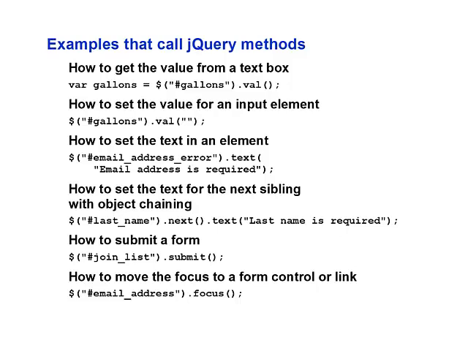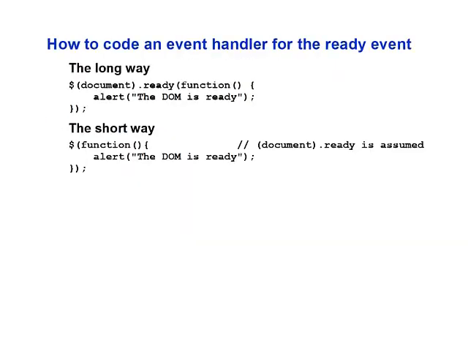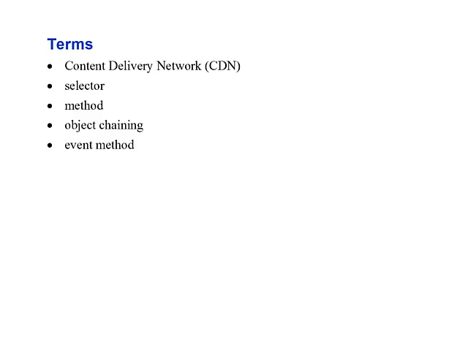And you have certain event methods that can be used, including the ready handler as well as the click handler, seen here. jQuery is also useful for the document object model, the DOM, and we'll be going over that later on in the course. And coding here supports the event handler for this ready event. Notice that there are 2 ways, a long way and a short way. Terms to become familiar with, again, include content delivery network, method, selector, object chaining, and event method.